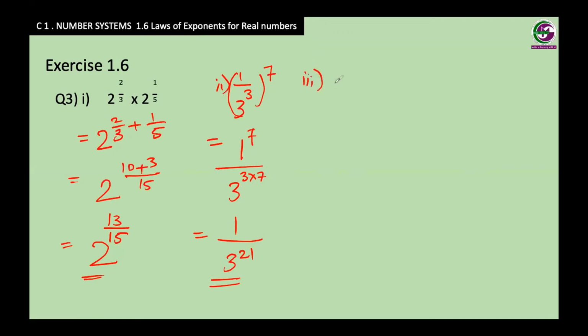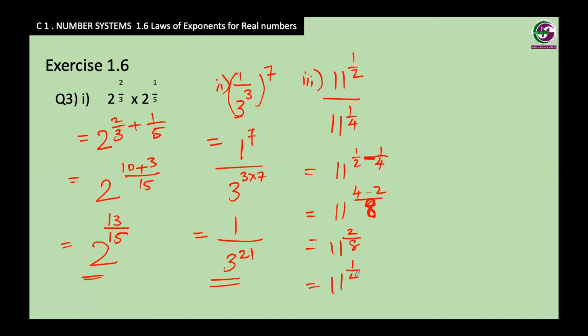Now the next question is 11 power 1 by 2 divided by 11 power 1 by 4. Actually, this question is easy to do mentally. When you divide the bases, you have to subtract the exponents. This is the most important part that you have to understand here. If you do it mentally, you know that half minus quarter is quarter. Or if you do it in the normal cross multiplication way, it is 2 minus 1 divided by 4, which is equal to 11 power 1 by 4. No need to do all this step. You can just do half minus quarter is quarter. You will get the direct answer there.